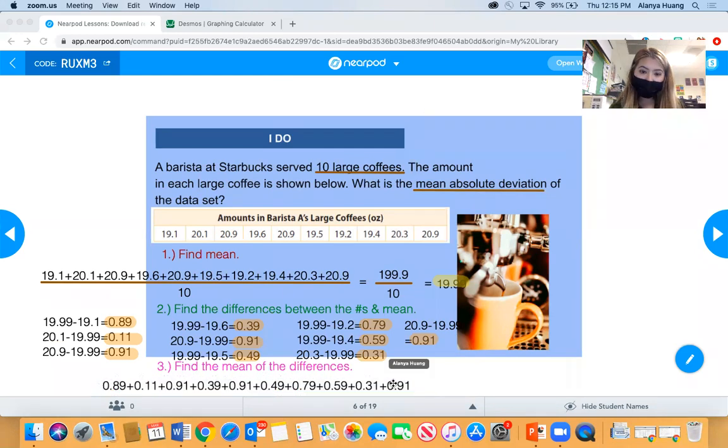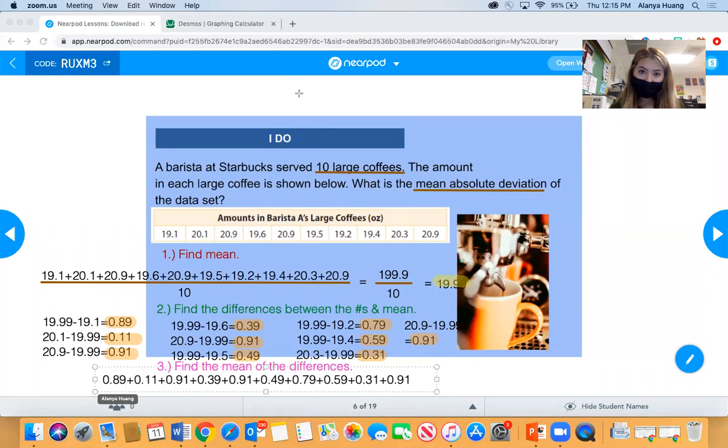And from here, we're going to divide by 10 again because that's the number of numbers. And we get 0.63. So 0.63 is actually our final answer. So I'm going to go ahead and highlight it. And then I'm going to draw arrows so that you guys know that we did all this work just to get the 0.63. And that number is our mean absolute deviation.